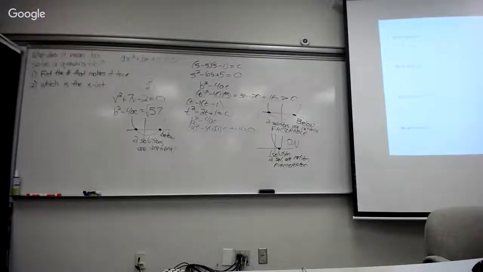So that tells us what about our parabola? It doesn't intercept, so it's above. That parabola is above the x-axis. Therefore, there are solutions, but they're imaginary. And that's all you have to say: 2 imaginary solutions.